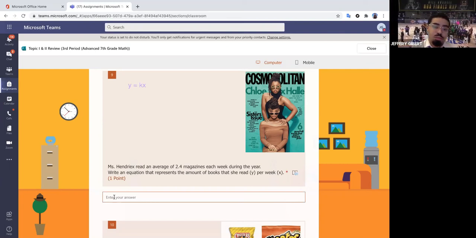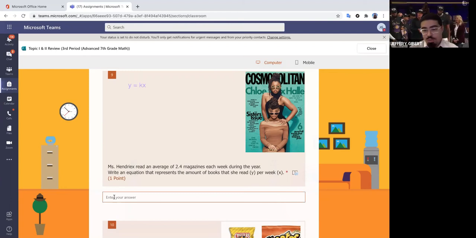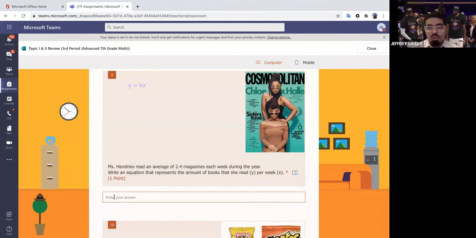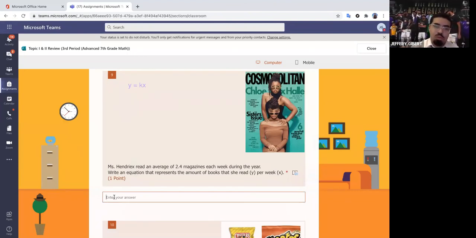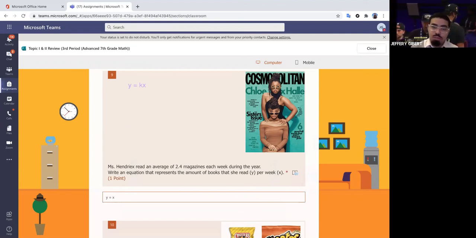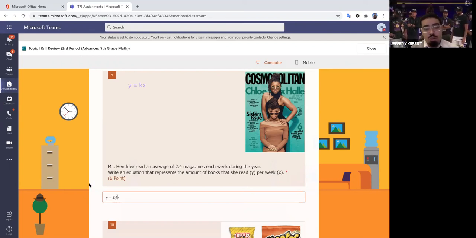I had put 2.4 over 1. So what would your equation be? 2.4 is y per week. Oh, it's going to be y equals something x. So what is the k? 2.4. Right, so that's the answer right there. Y equals 2.4x.